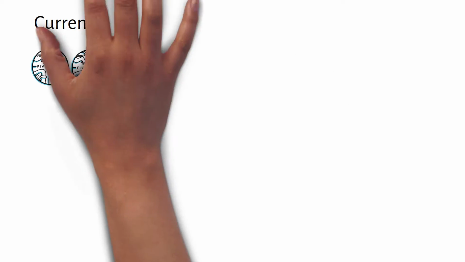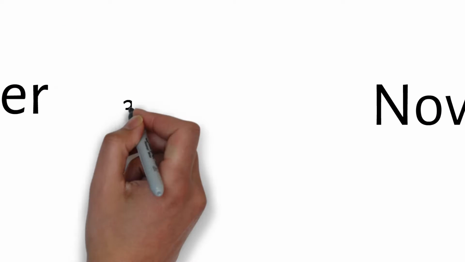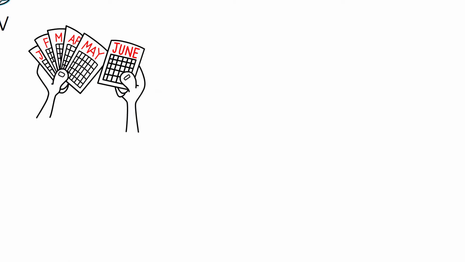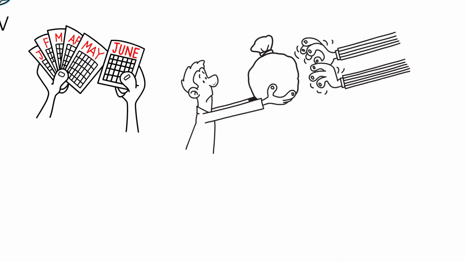He's currently paying 10p per kilowatt. Between October this year and November this year, he used 304 kilowatts at 10p to heat his house. Looking over the year, Bob has spent £30 a month in heating, times 8, between February and October.